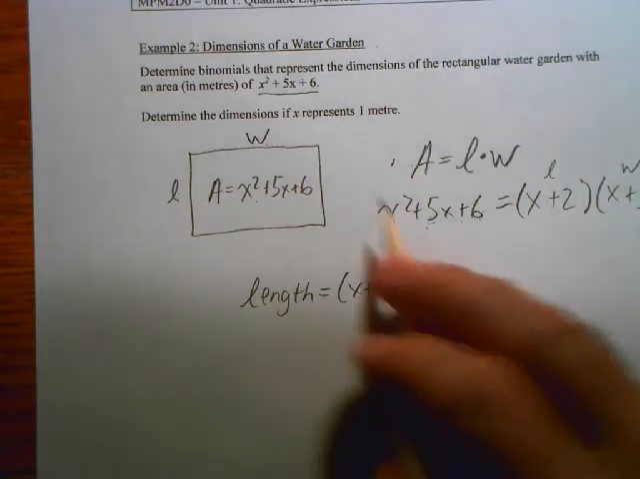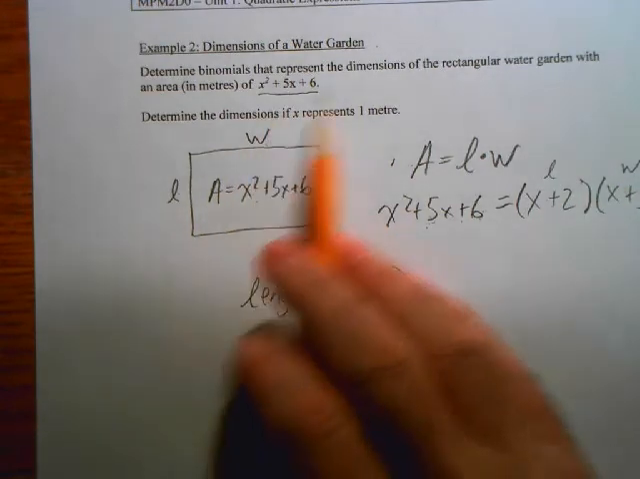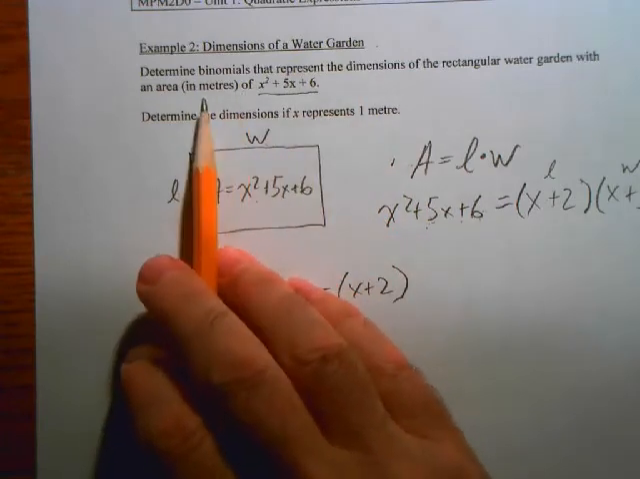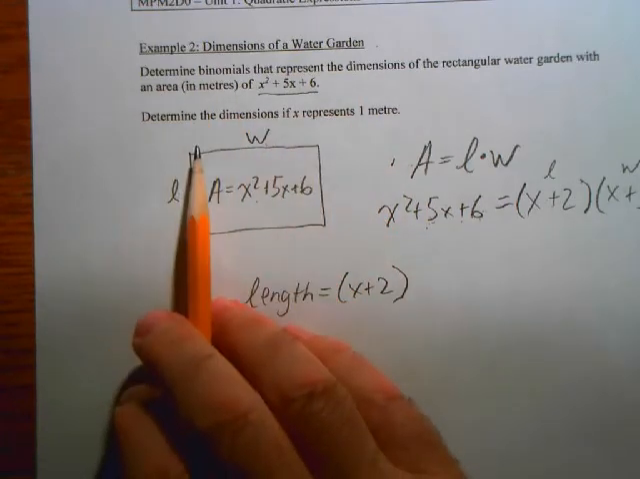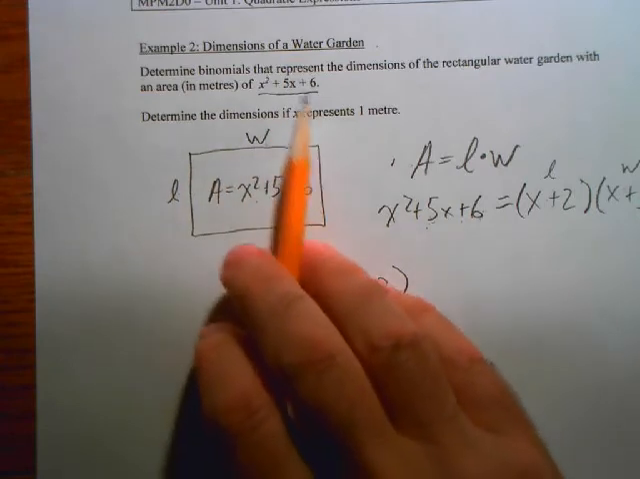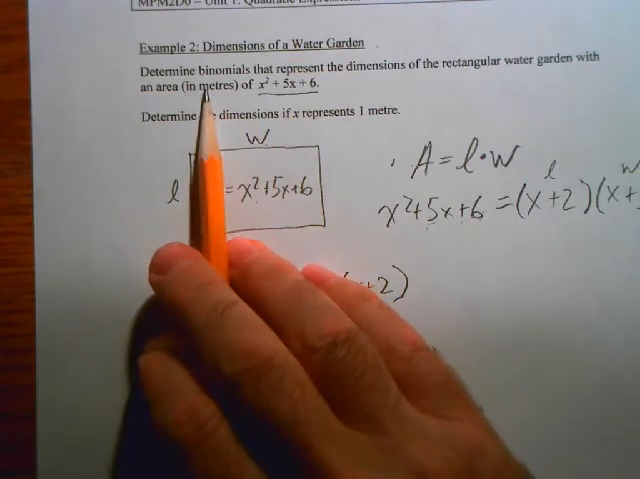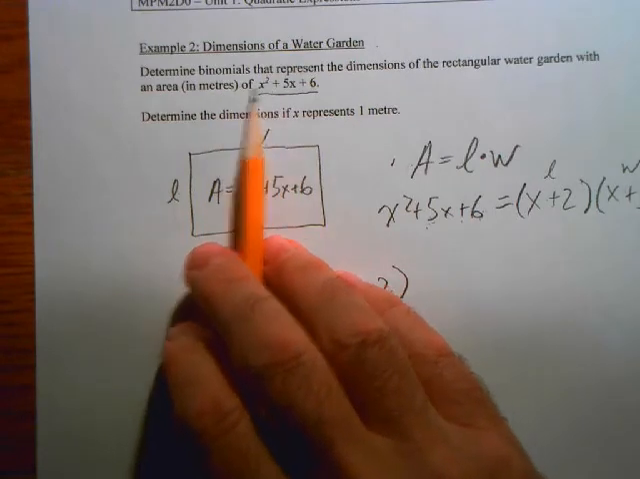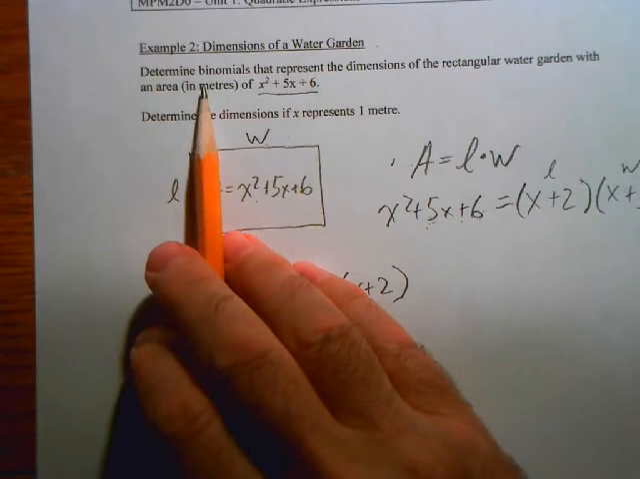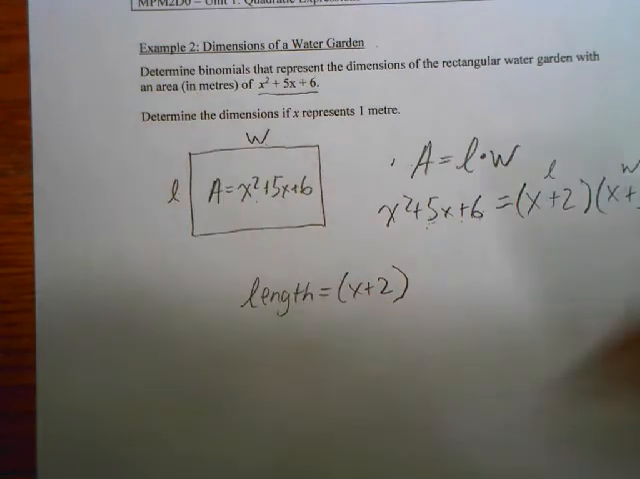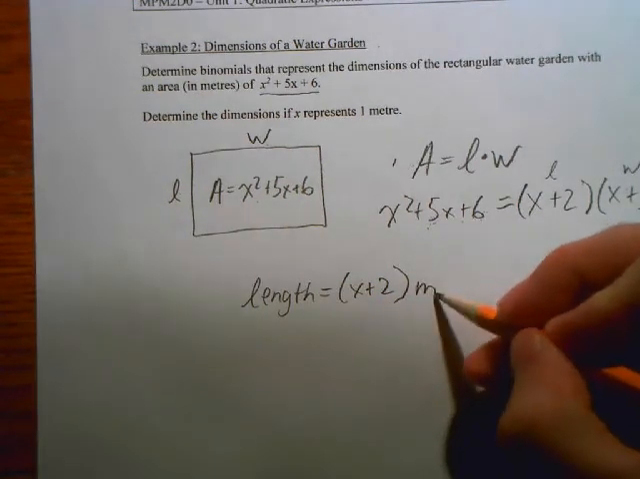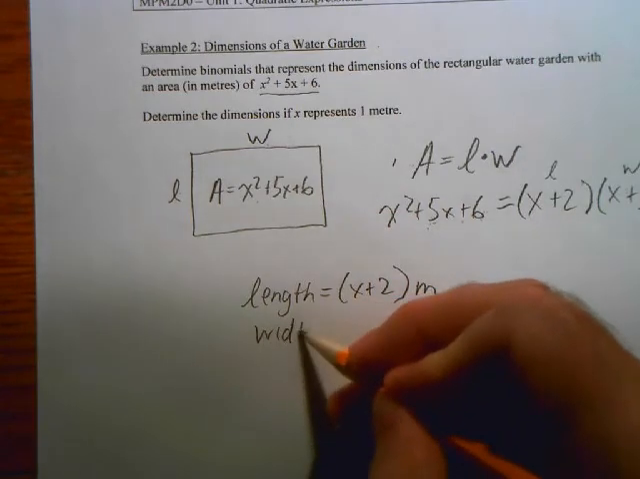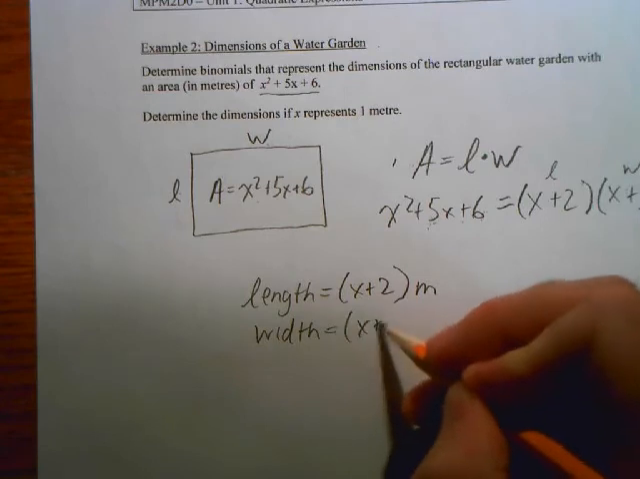So remember, how do we know what the units are? Well, it didn't tell us what the length and width are, but it does down here. The area in meters is, actually it'd be meters squared here. So it's telling us right here that the units for length and width are meters. So if I wanted to, I could put a little m there. And then for width, very similar, x plus 3 meters.